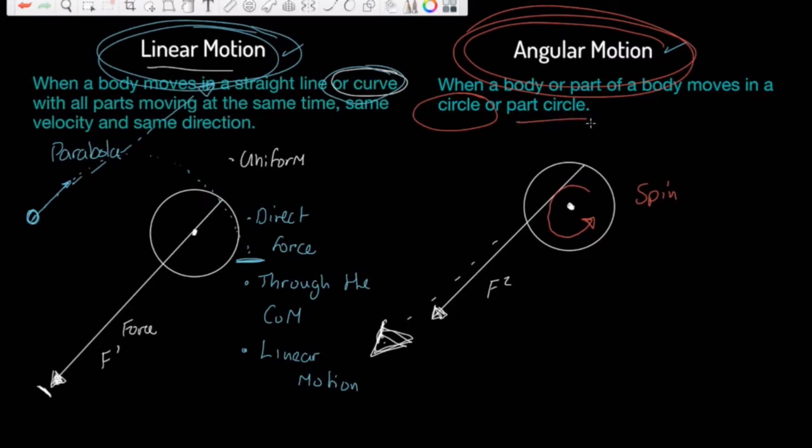You might want to say, well, why a part circle? Well, imagine, it's probably a bad example, this one, but if the ball's spinning and before it has time to complete its full first circle, it meets an external force. Well, then, of course, it's not going to spin anymore. Okay, so therefore, a part circle is still indicative of angular motion.